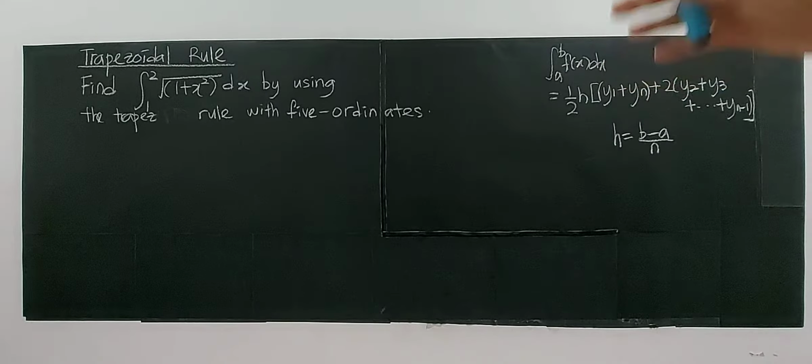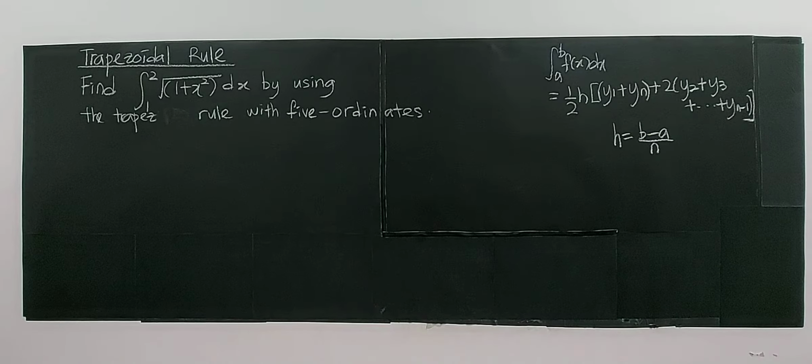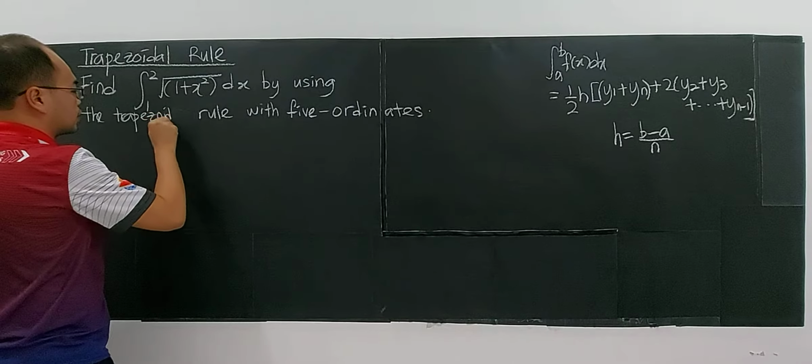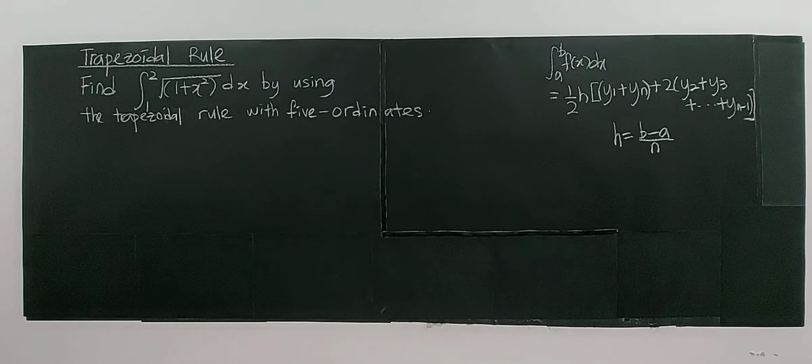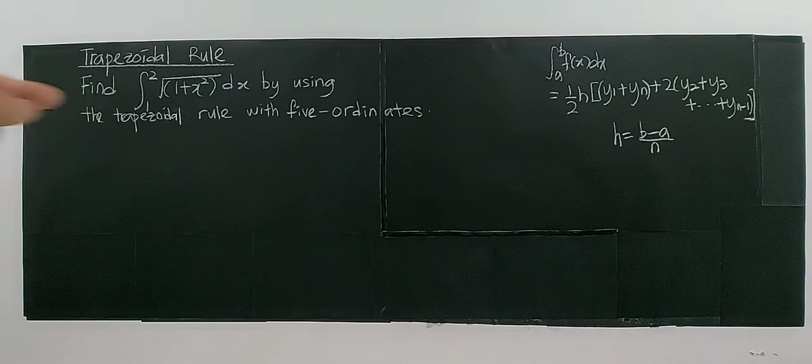So let's see how to apply this formula now. In this question, I just want you to focus on how to apply this formula. The concept I have already discussed in the previous video. So by using the trapezoidal rule, the question is to find the integral of the square root of 1 plus x squared dx from 1 to 2, using the trapezoidal rule with 5 ordinates. Means you should not use the substitution method or any integration technique. Mainly here we are using a numerical method, which is the trapezoidal rule.